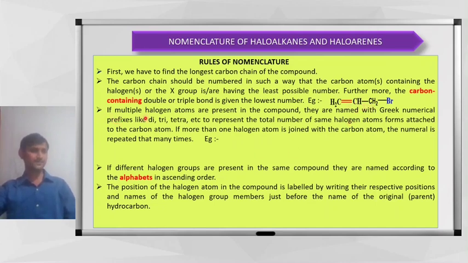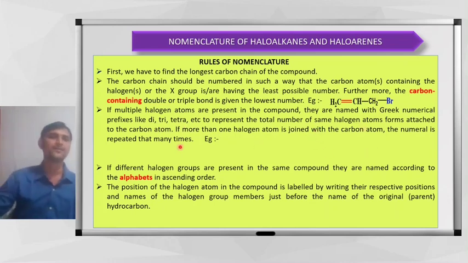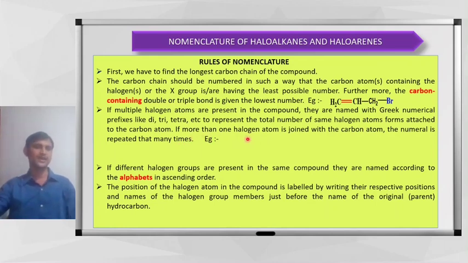Now, if multiple halogen atoms are present in the compound, they are named with a prefix: di, tri, tetra, etc. This is the total number of halogen atoms attached to the carbon atom. If more than one halogen atom is attached, then we say di, tri or tetra.